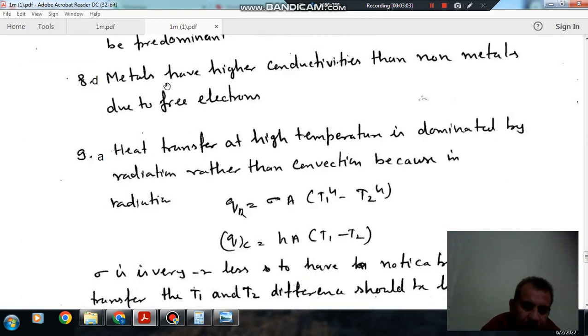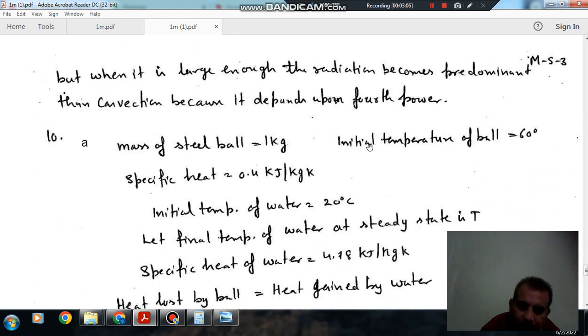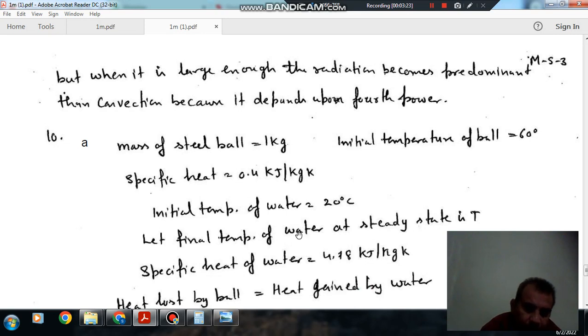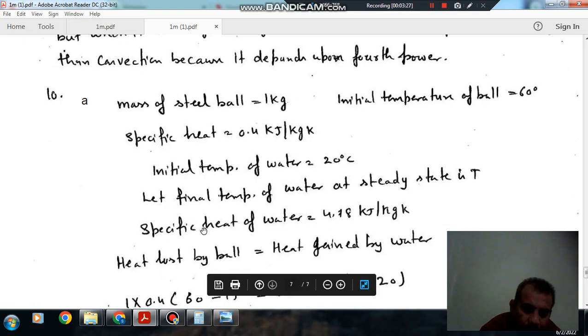So mass of steel ball is 1 kg and initial temperature of the ball is 60 degrees. Specific heat is 0.4 and initial temperature of water is 20 degrees Celsius. So if T is the temperature of the ball after the equilibrium is attained, and T is the temperature of water also. Okay, and specific heat of water is 4.18.